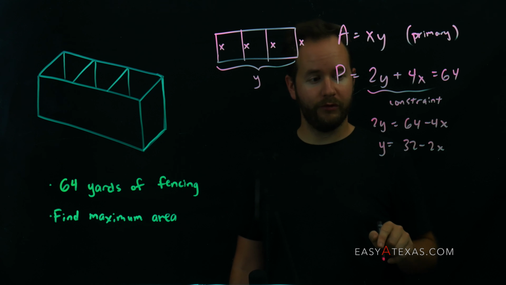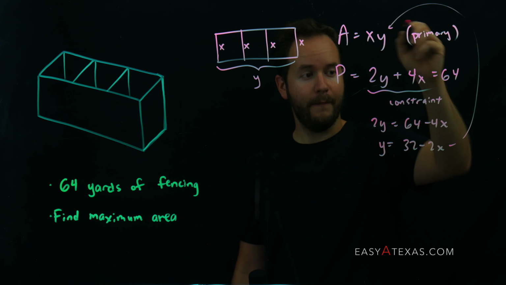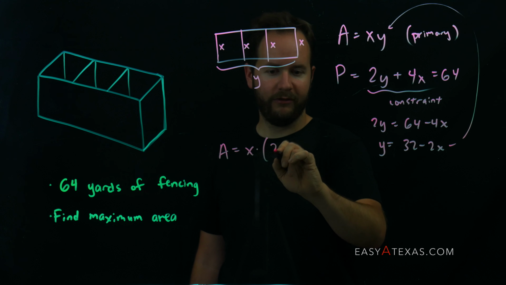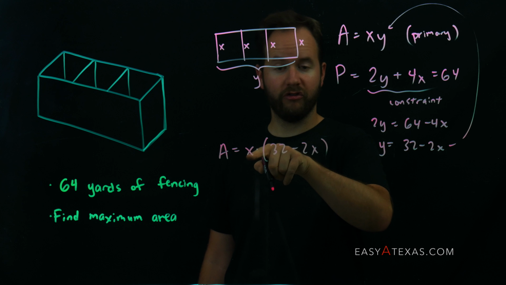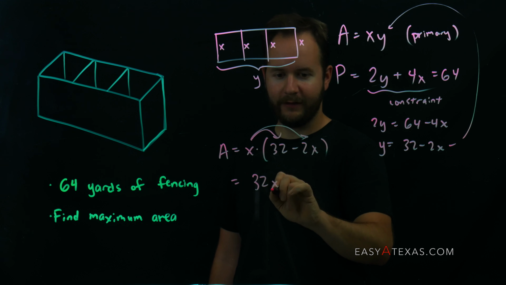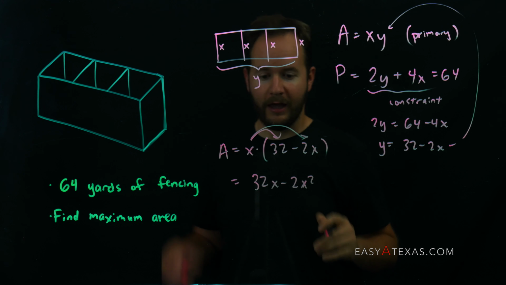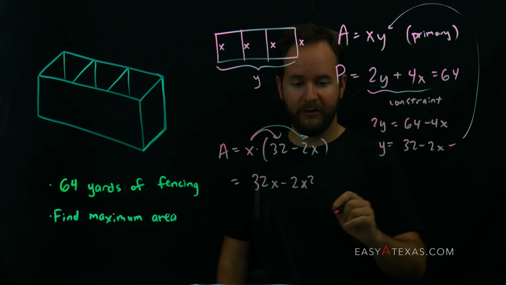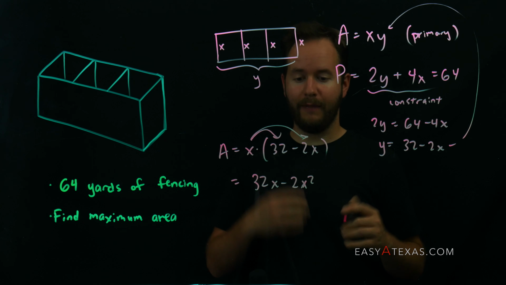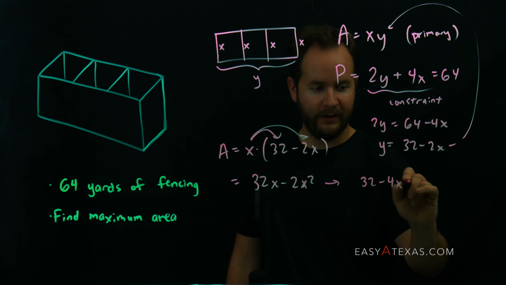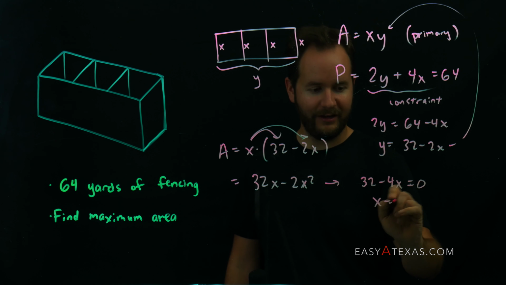Now that I have y equals 32 minus 2x, I'm going to plug that back into the primary. So now my primary reads A equals x times (32 minus 2x). I'm going to distribute the x to both terms on the inside of the parentheses, giving me 32x minus 2x squared. And now that my primary is all in terms of one variable, I'm going to use calculus. I'm going to take the derivative and set it equal to 0 because that is where the maximum occurs. So taking the derivative gives me 32 minus 4x. Setting that equal to 0 tells me x equals 8.